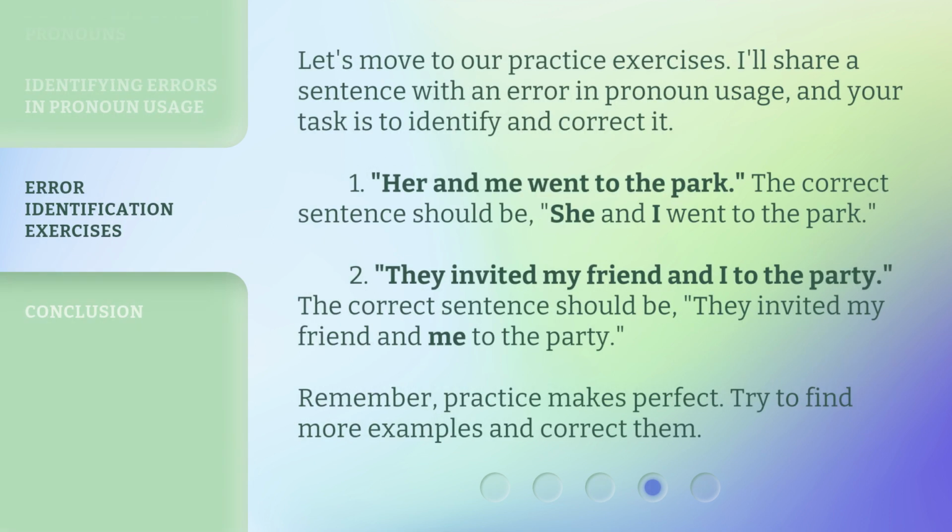Let's move to our practice exercises. I'll share a sentence with an error in pronoun usage, and your task is to identify and correct it. 1. Her and me went to the park. The correct sentence should be, she and I went to the park.